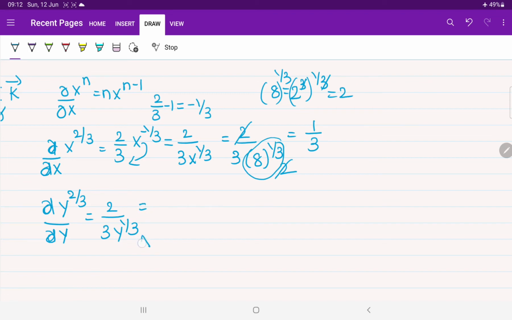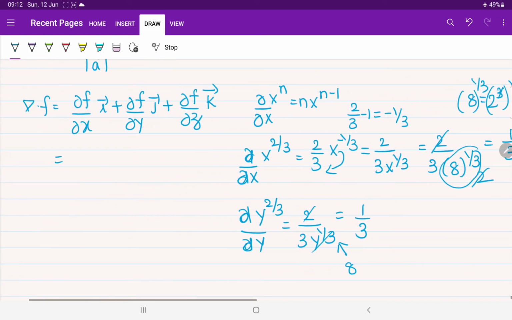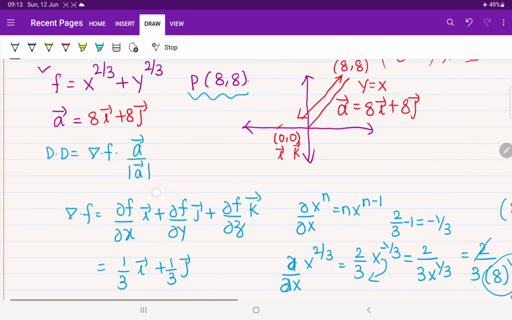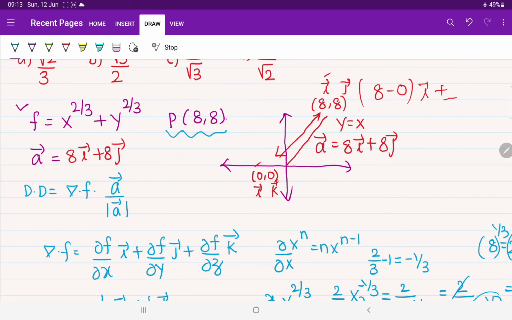Similarly, if you replace y by 8, the same, 8 can be replaced by 2 power 3. 2 power 3 into 1 by 3 will get cancelled, denominator 2 and numerator 2 will get cancelled. Finally, here also you will be getting 1 by 3 only. So the final answer is going to be 1 by 3 times i vector plus 1 by 3 times j vector only. The value of the k vector will be 0 here. Why? Because there is no z in the given function. We will be having only x and y.